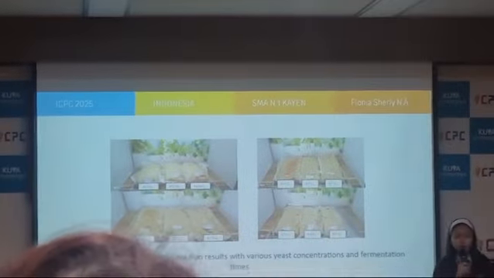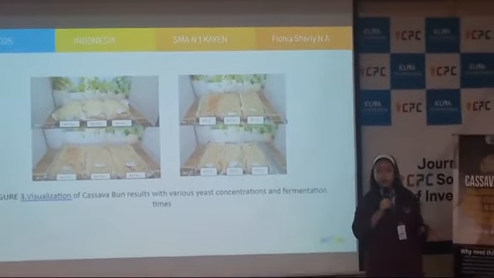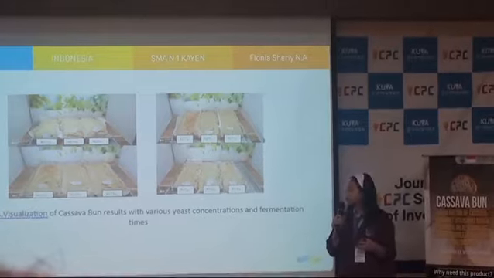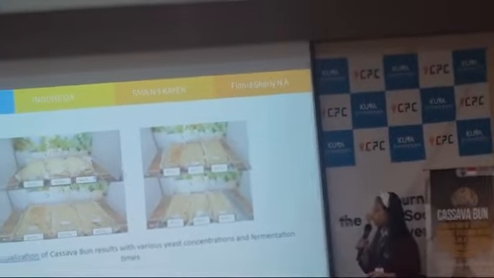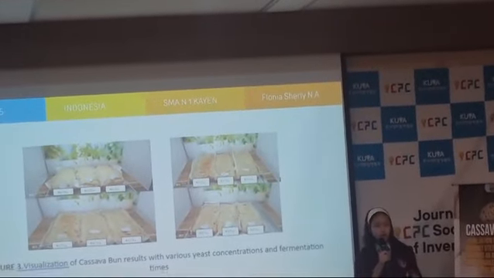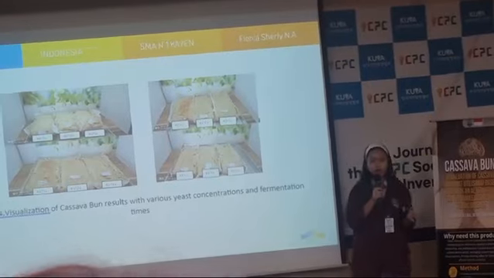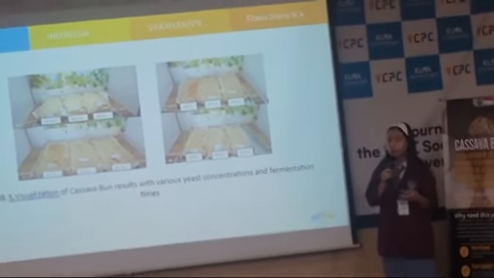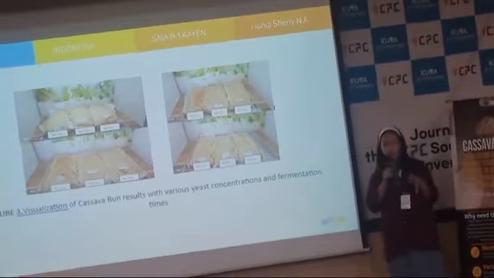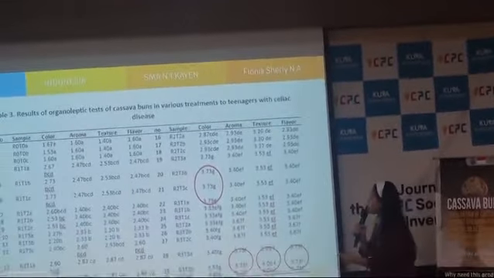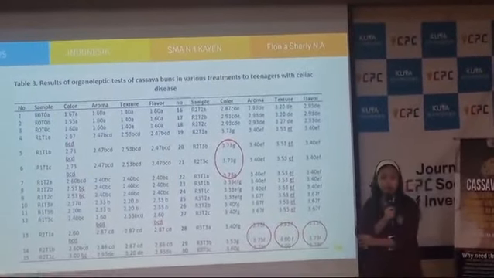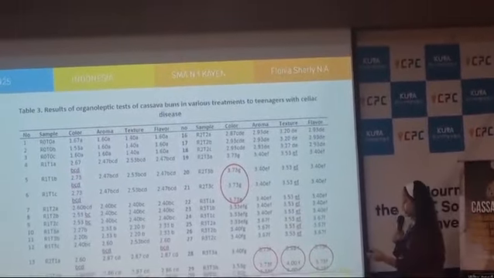The honorable juries, the following image illustrates the physical form of the bread that has been made. Bread made from wheat flour has a more expanded form compared to bread made from cassava flour. The table below shows the result of the organoleptic test of cassava bean under various treatments.